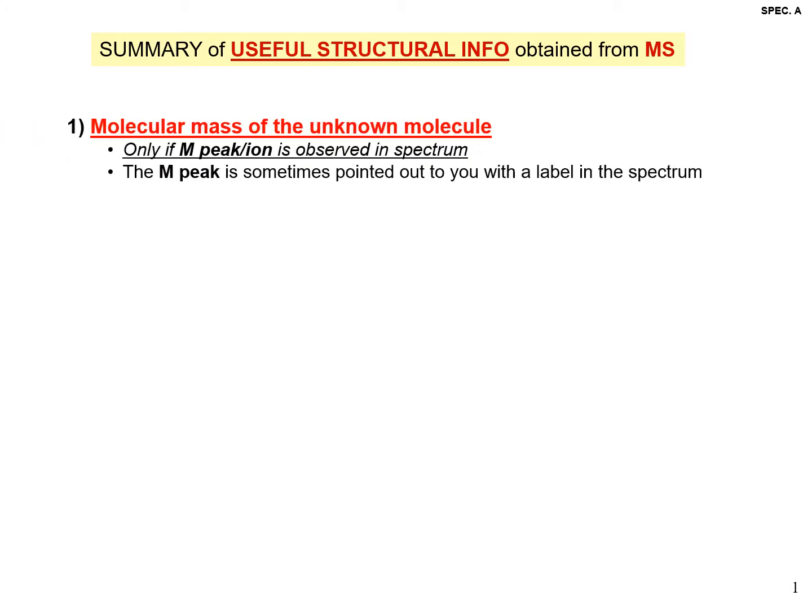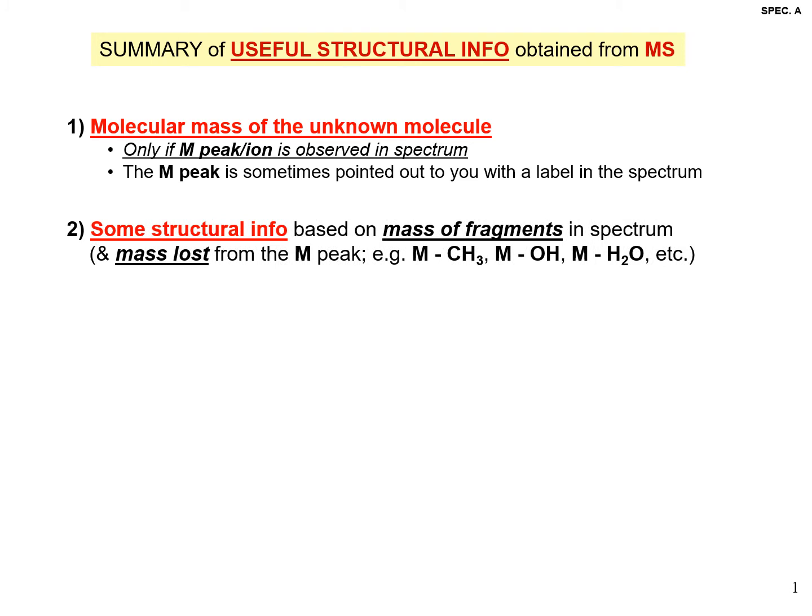Some useful structural information can be obtained by examining a mass spectrum of a compound. For example, the molecular mass of the molecule is revealed by the weight of the M peak, which is the molecular ion, which is usually pointed out to you in the spectrum. You can also get some useful information by looking at the mass of fragments that are lost from the M peak. M-15 would be a loss of a methyl. M-17 would be loss of OH.